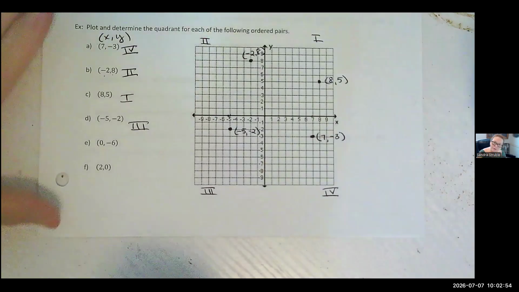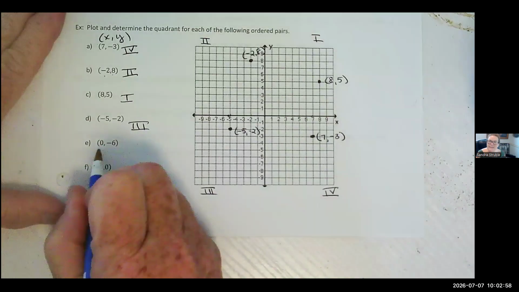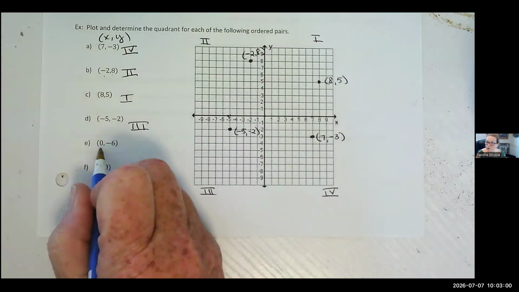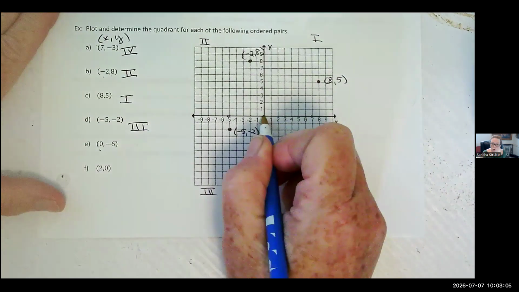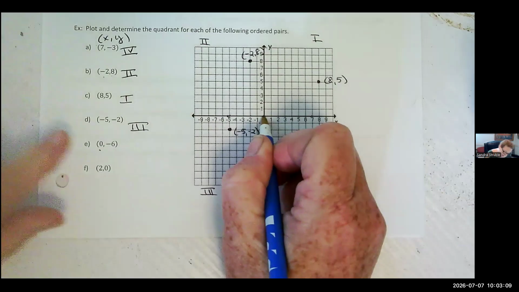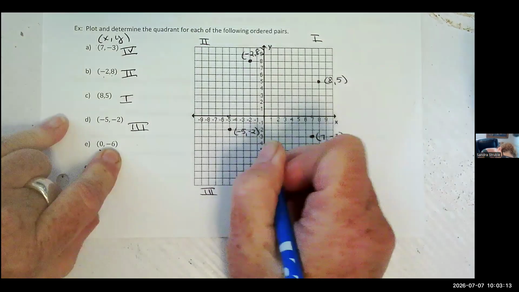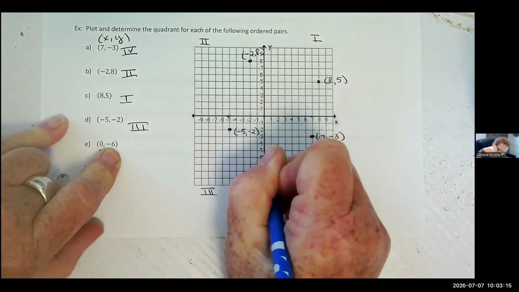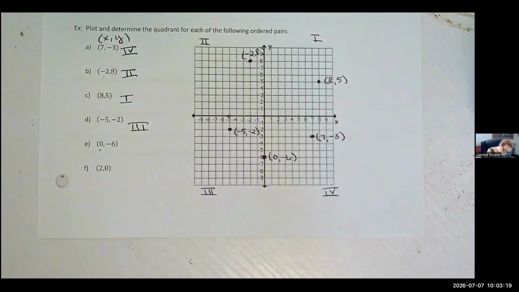The next two are kind of tricky. The thing you need to remember is x is 0 here. So if x is 0, you're not going left or right. You're staying smack dab where you are at on that origin. And we're just going to go with the y value, which is down 6. Plot that point, name your baby. And this is not in any quadrant at all. This is on the y-axis.